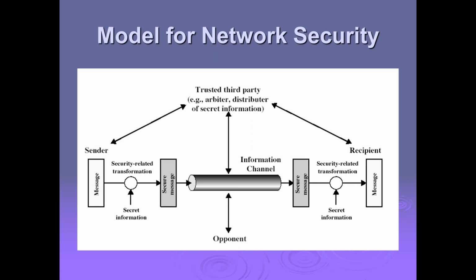Then that message will be sent to the receiver through that medium. It can be a wired or wireless medium, whatever it may be. So now the receiver will do what? He will be receiving the secured message, that is the encrypted message, right? Then he will be adding one more piece of secret information, in the sense that he will be decrypting it, and then he will get back his original message.